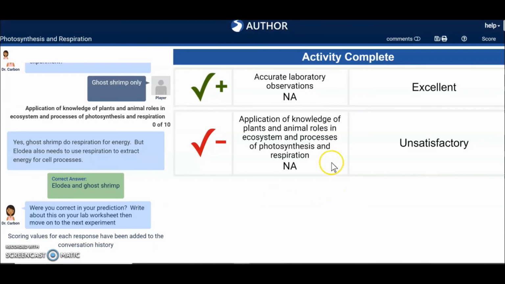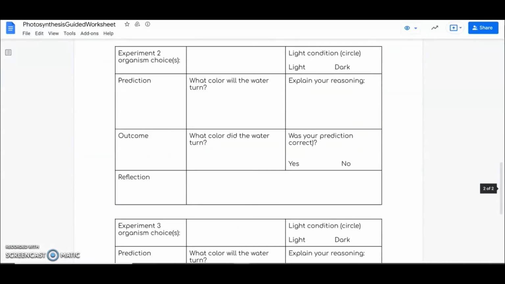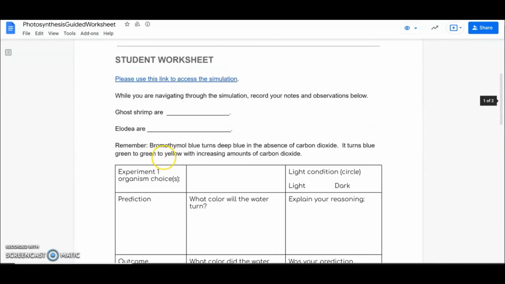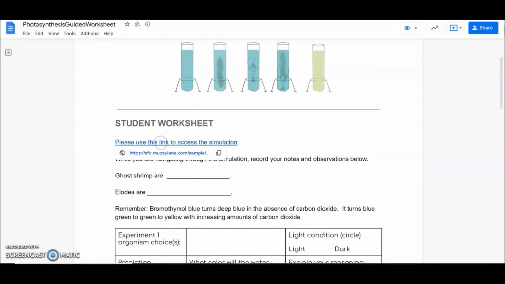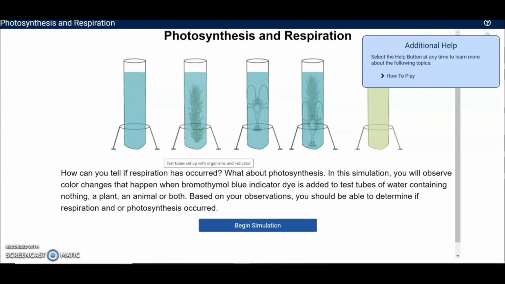So in this case, they didn't do well enough on their application of knowledge for the roles of plants and animals in ecosystems and in photosynthesis and respiration. They need to review more information, but they did an excellent job with their lab observations. So what they would need to do in order to finish up the other branches of the experiment, because there's actually 2 more experiments they'll have to do, is they can actually go ahead and open this link back up, start the simulation again, and make some different choices.